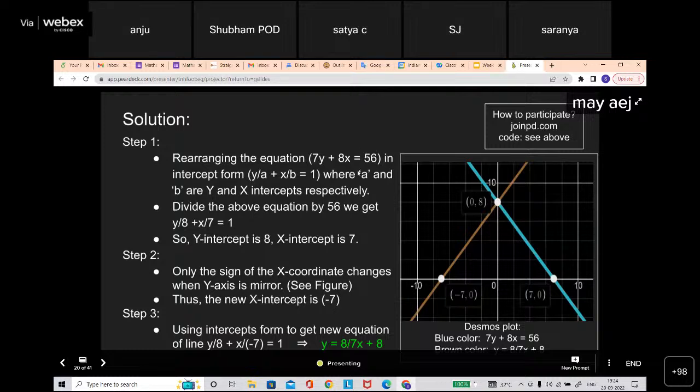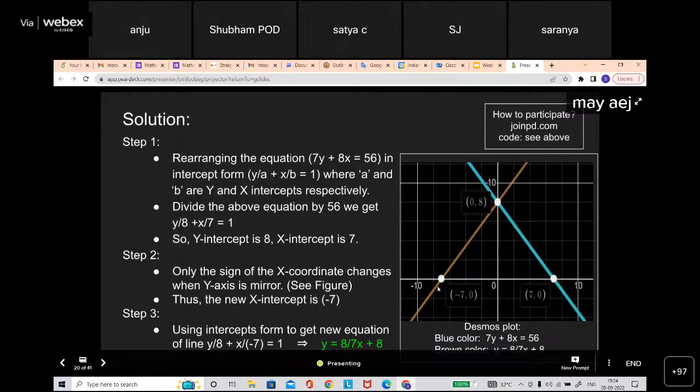So when you change it, just divide by 56, because we needed 1 on the right side of the equation. When you divide, you will get y by 8 plus x by 7 is equal to 1. So the y-intercept is 8 and the x-intercept is 7. So the points are (0, 8) and (7, 0).